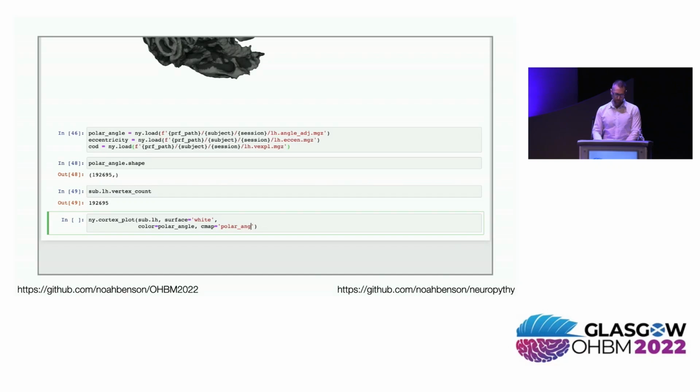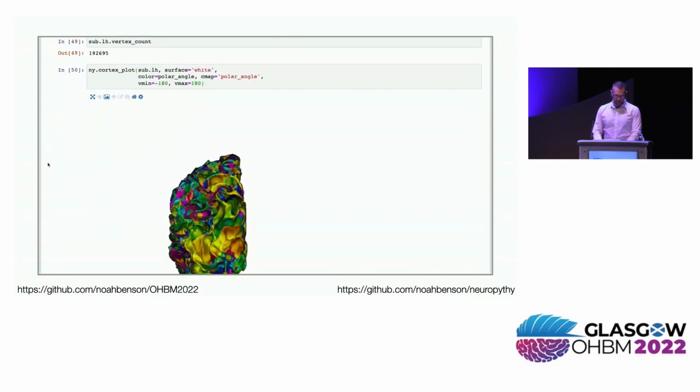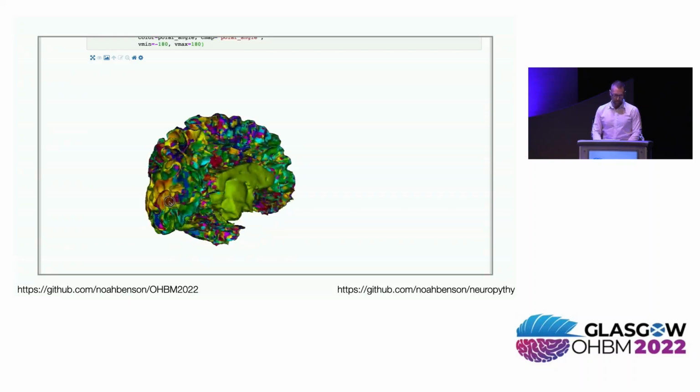There's a built-in polar angle color map. And we need to tell it the minimum and maximum value. So negative 180 to 180 degrees is the minimum and maximum for polar angle. And when we plot this, we should get a plot of the polar angle across cortex.